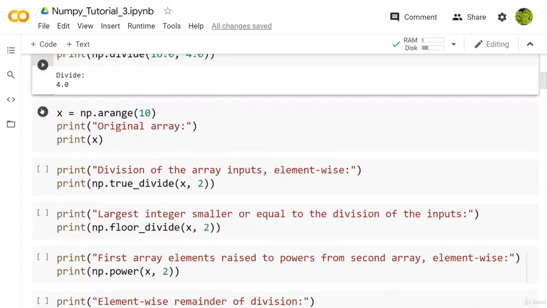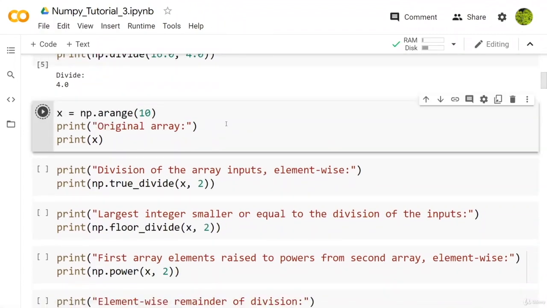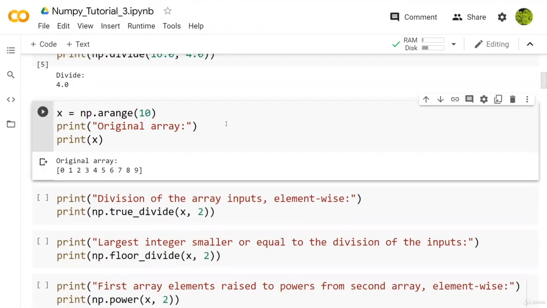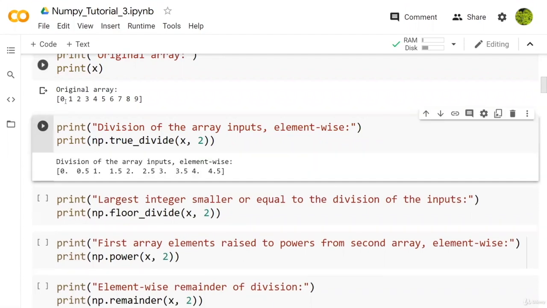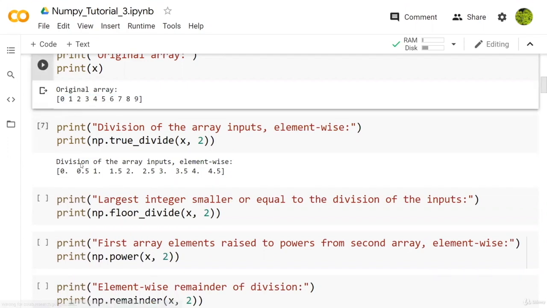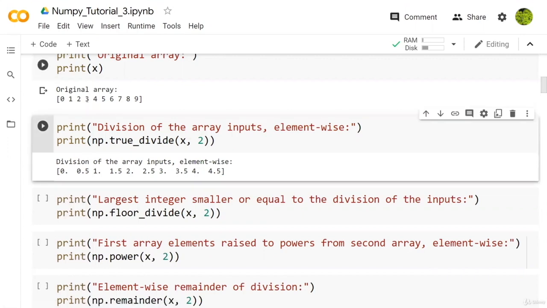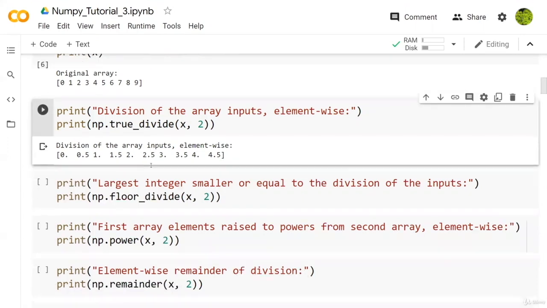Now let's go to the next one. Suppose you have the arange operation 0 to 9. You can check out the true division of that. True division means each value will be divided by 2 and the value will be presented over here. 1 divided by 2 is 0.5, 2 divided by 2 is 1, 3 divided by 2 is 1.5.